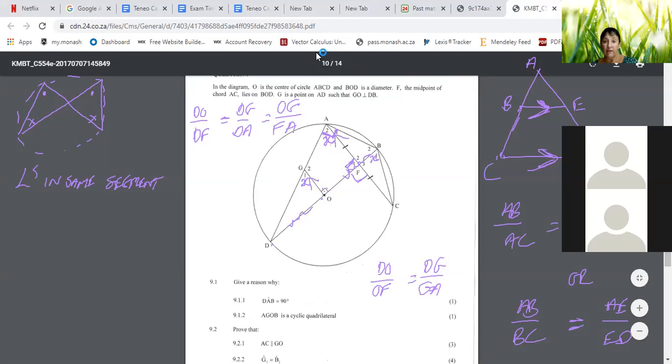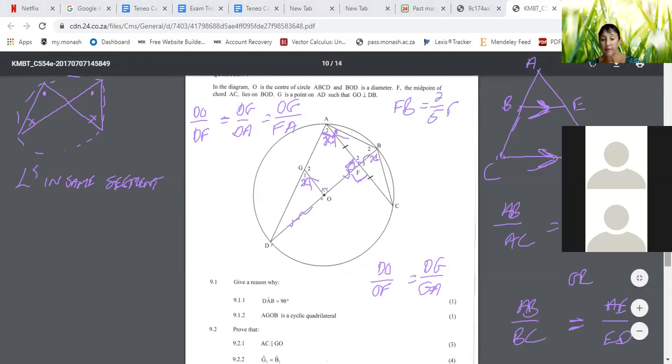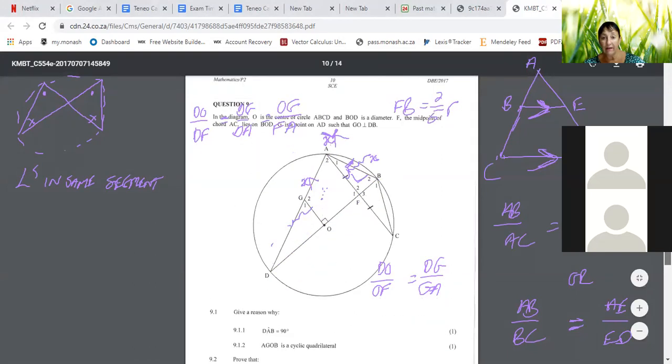FB equals 2/5 R. What do they want you to find? Where R is the radius of the circle. Determine with reasons the ratio of DG over DA. DG over DA.